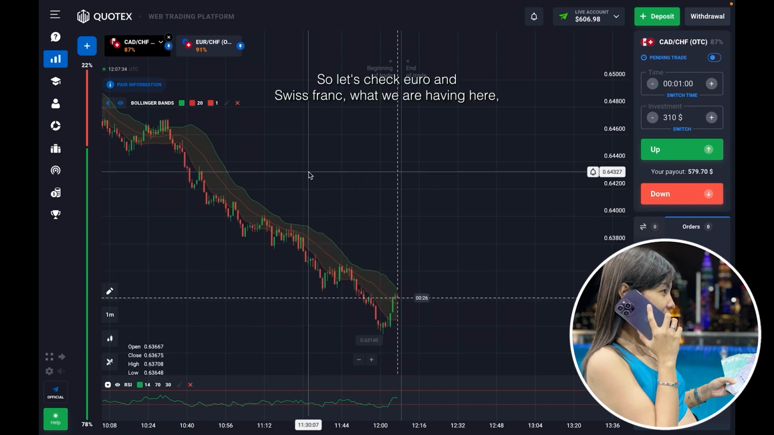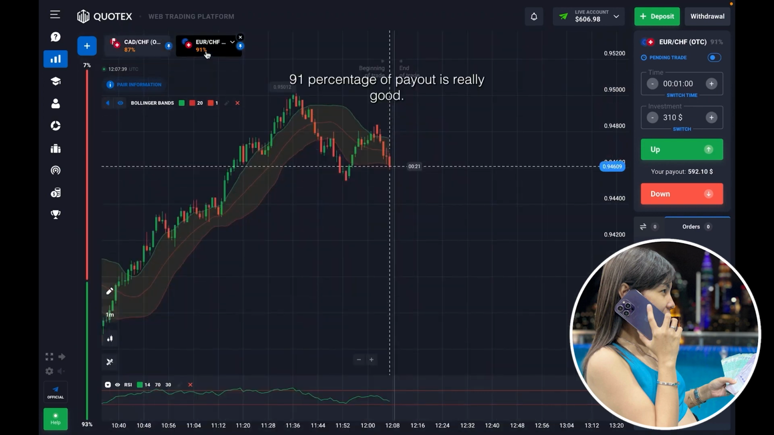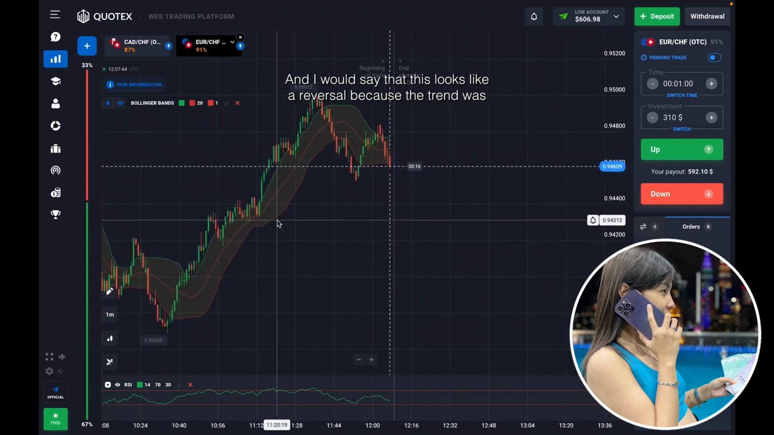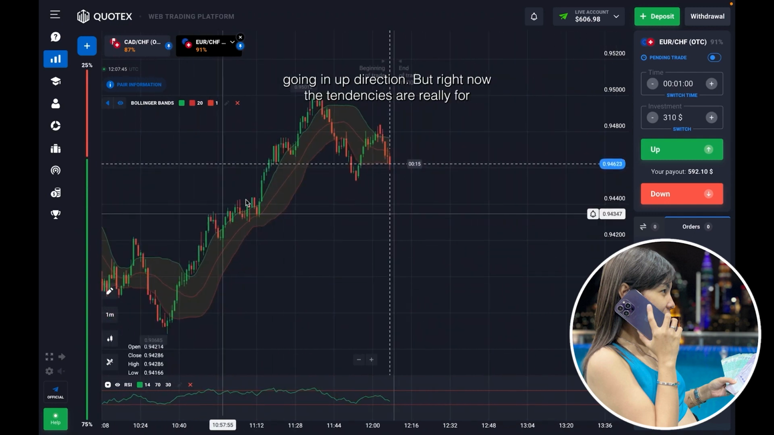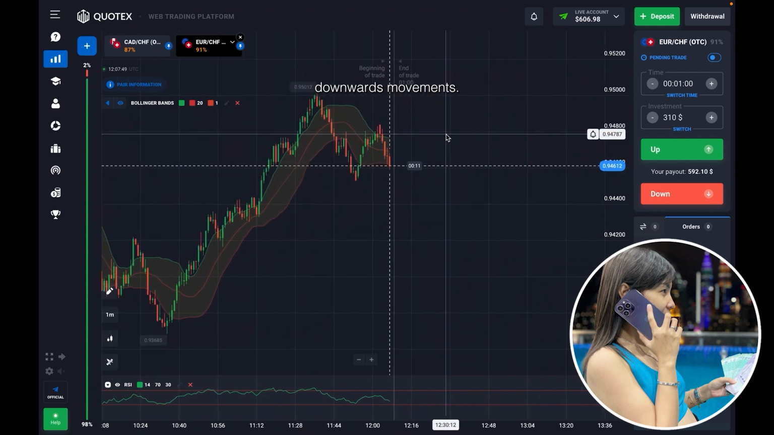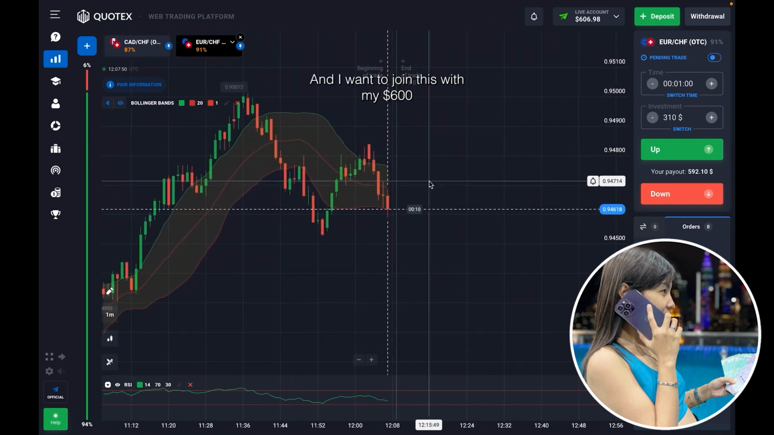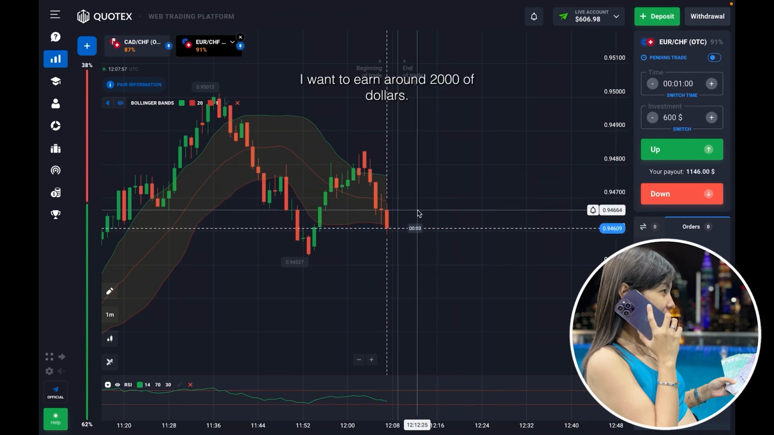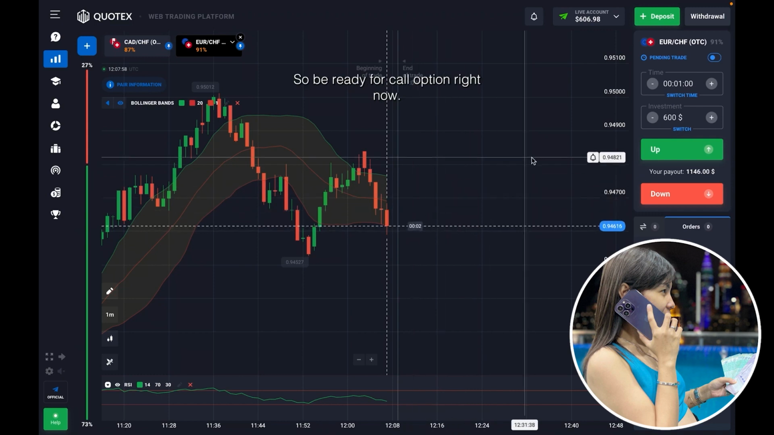So let's check the Australian dollar and Swiss franc. What we're having here, 91% payout, is really good. And I would say that this looks like a reversal, because the trend was going in one direction, but right now the tendencies are really for downward movements. And I want to join this with my $600 because I have my financial goal today and I want to earn around $2,000, as you remember, so be ready for a call option right now.